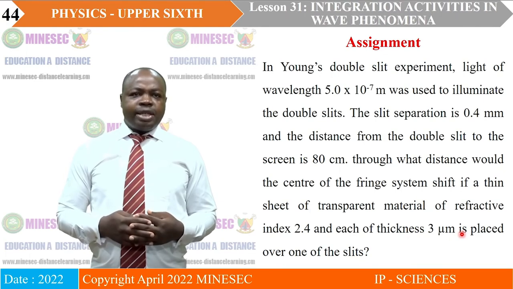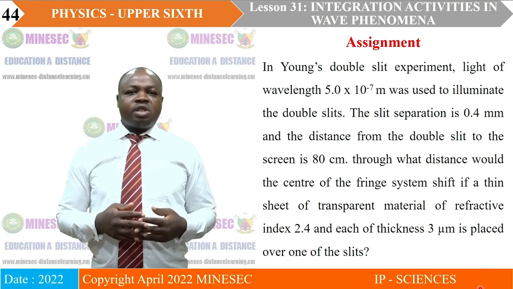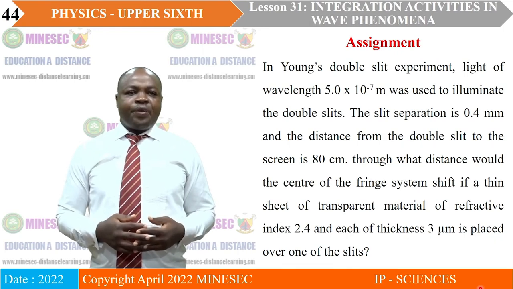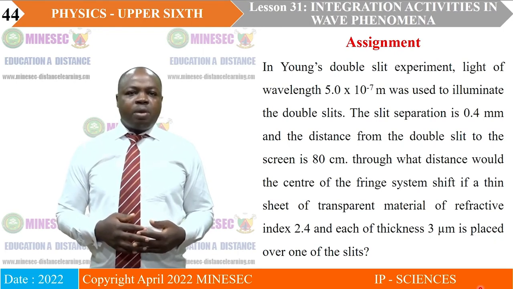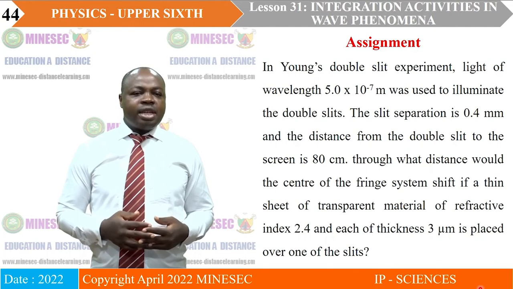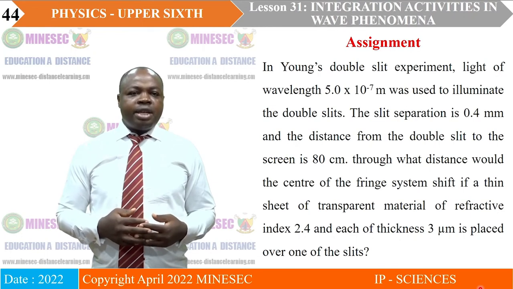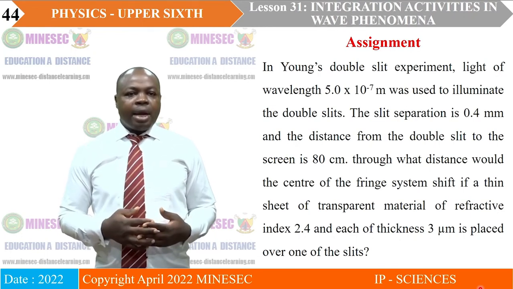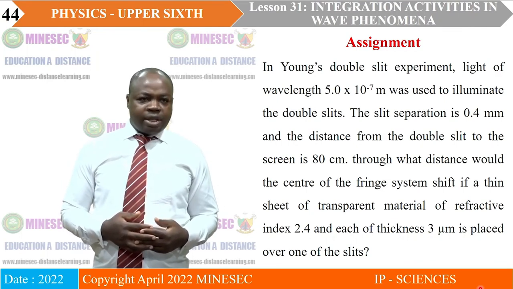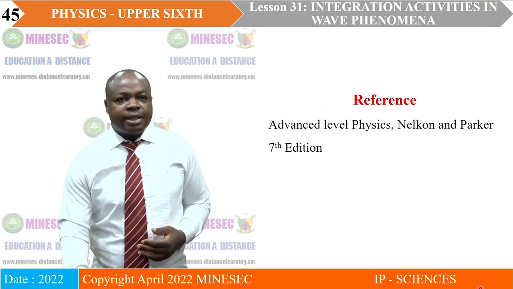In Young's double slit experiment, light of wavelength 5.0 times 10 to the minus 7 meters was used to illuminate the double slit. The slit separation is 0.4 millimeters and the distance from the double slit to the screen is 80 centimeters. Through what distance would the center of the fringe system shift if a sheet of transparent material of refractive index 2.4 and thickness 3 micrometers is placed over one of the slits? So you are expected to do that before the next lesson.